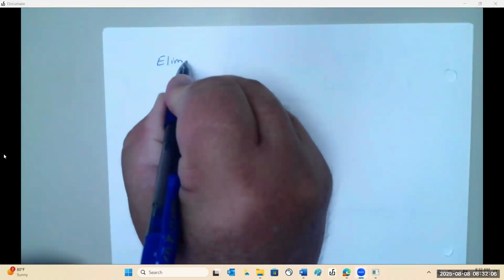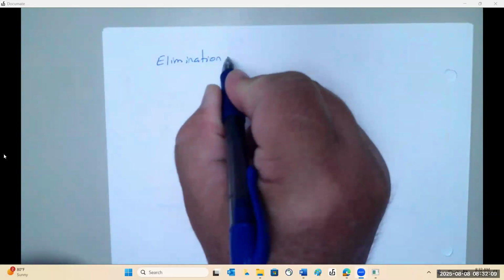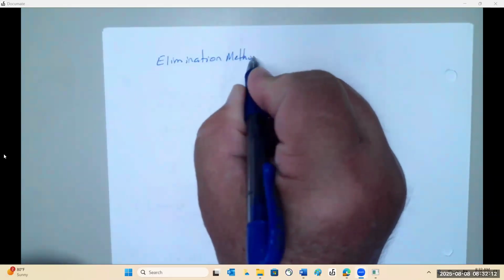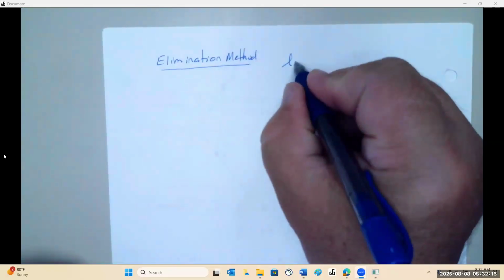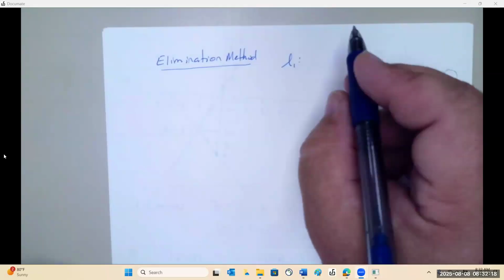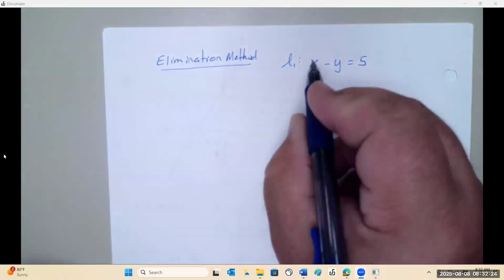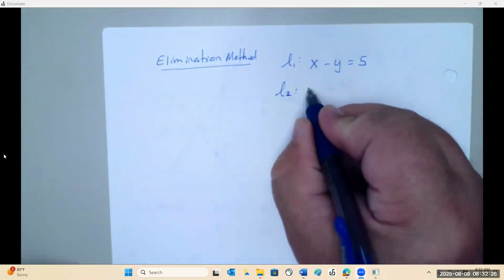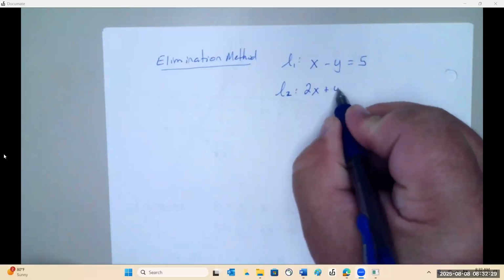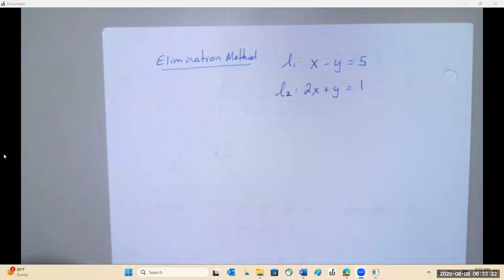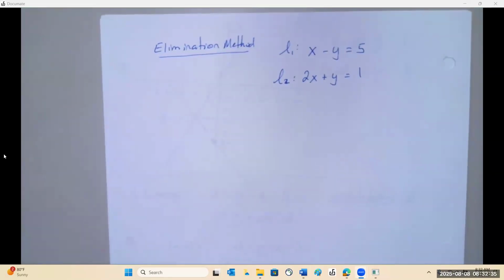Let's look at the same equation using the elimination method now. We're going to use the same equations. X minus y equals 5. Line 2. 2x plus y equals 1. And the elimination method's on the next page.